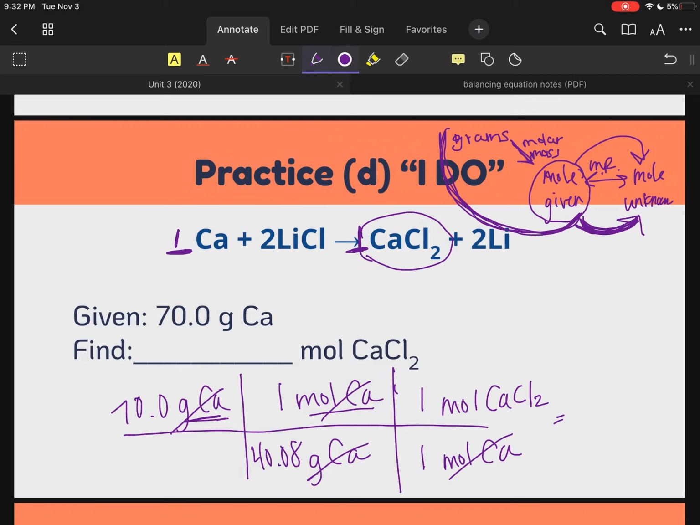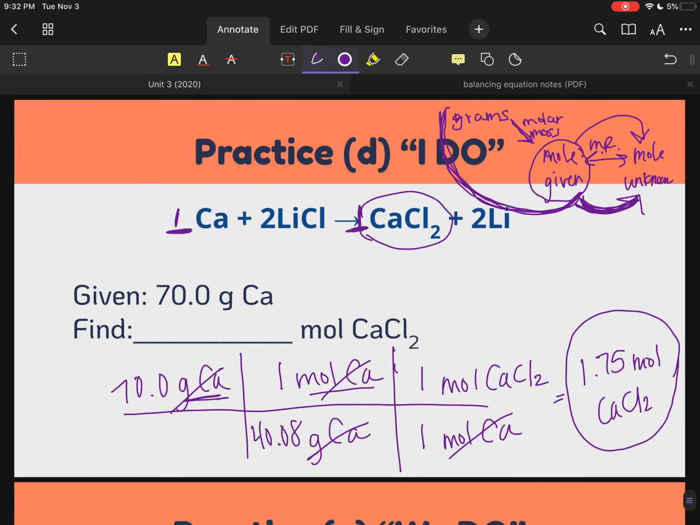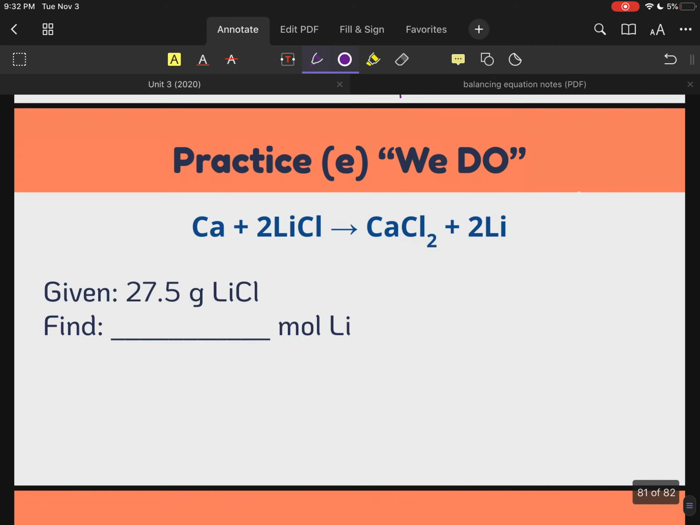So it's 70 divided by 40.08, 1.75 moles calcium chloride. Okay. Again, if you need to stop and pause to finish writing or kind of look over it, feel free to do so.